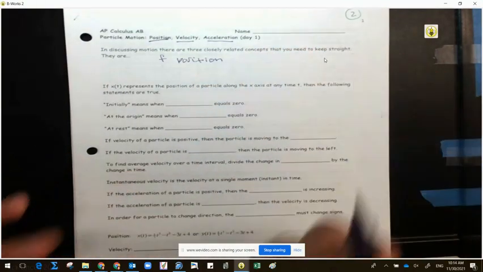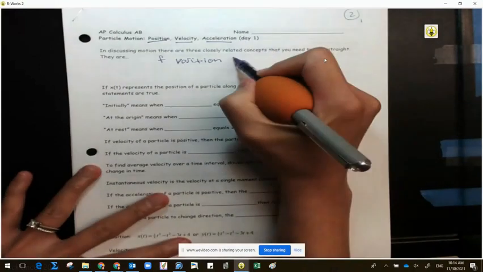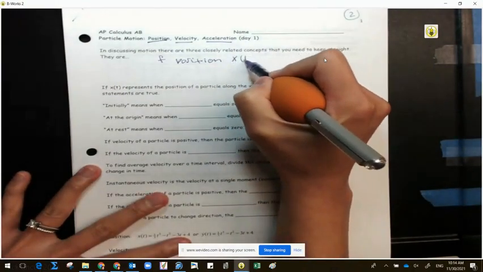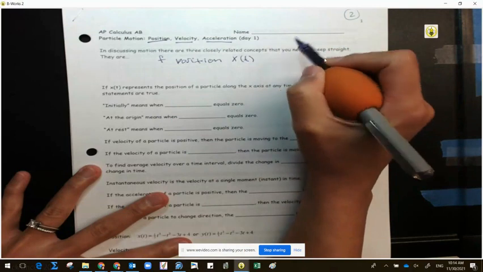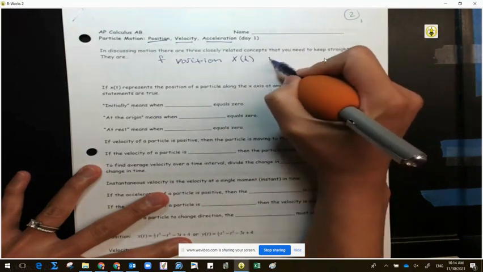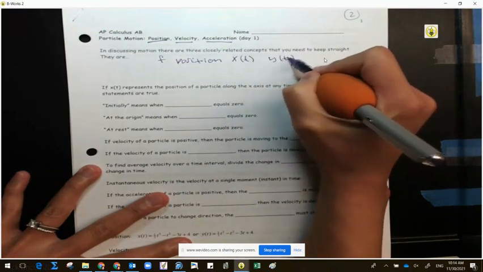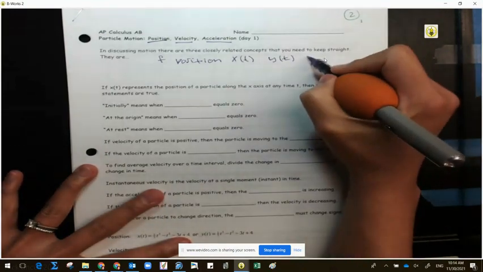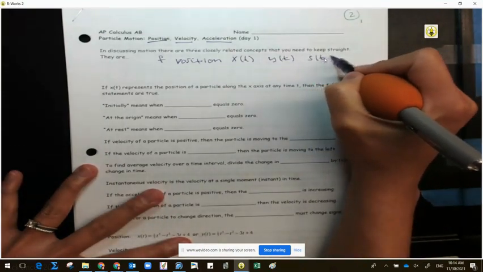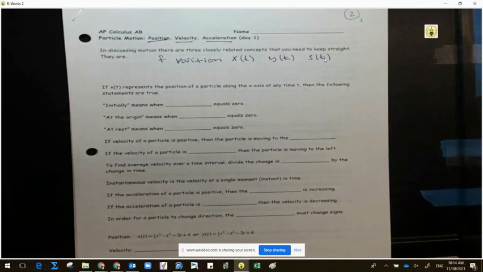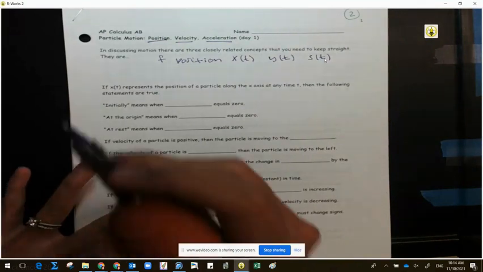Our position typically is either going horizontally, which would be denoted with x of t. If it's going vertically, what would that be denoted with? y of t, and whatever else it wants to be. And it could even be s of t.